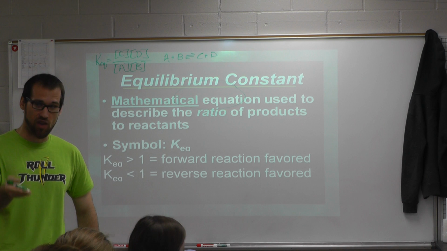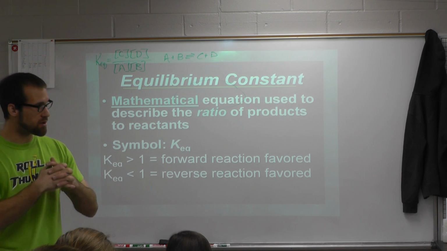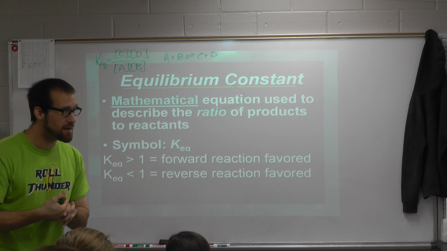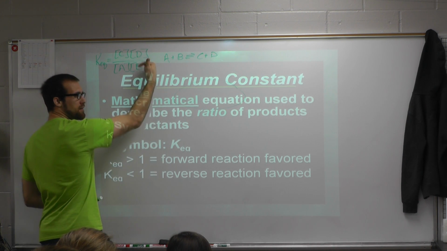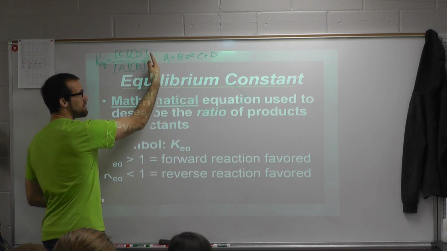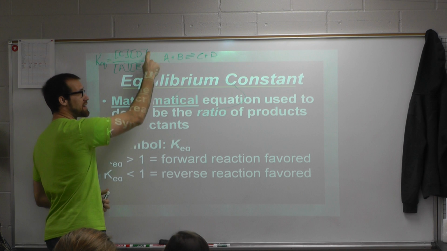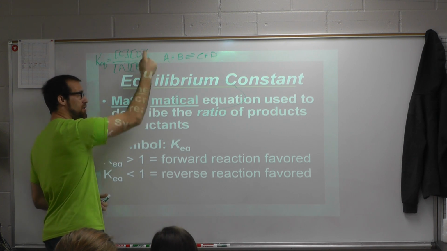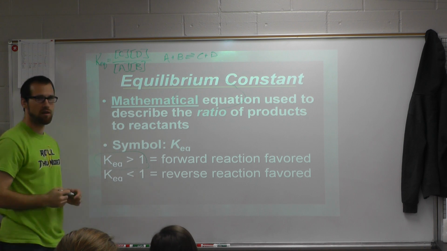If the forward reaction is favored, when you reach equilibrium, you have more what? Products. Where are my products? Up here, the top, right here. So if I have more products than reactants, a big number divided by a smaller number, won't you always get a number that is greater than 1?